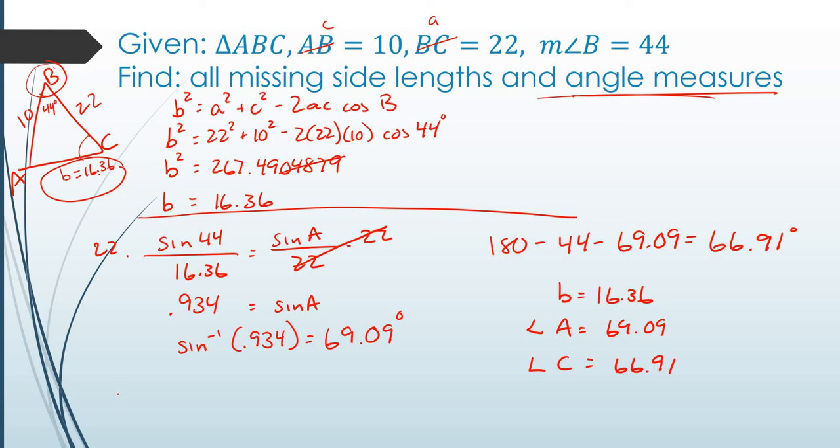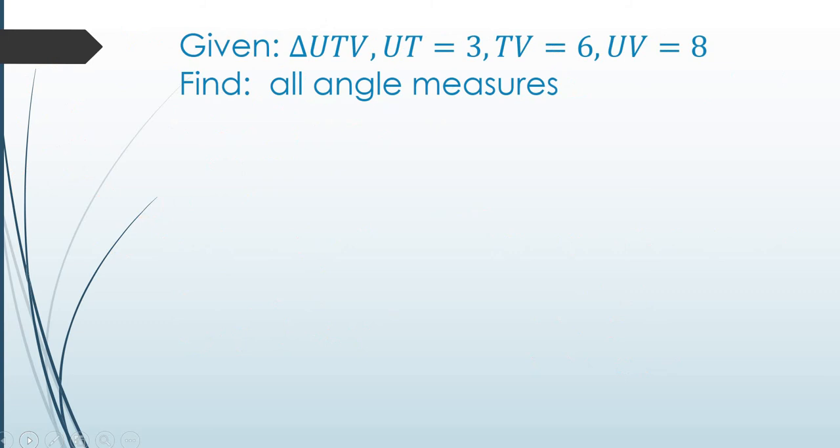So this is a case where I was given two sides and an angle, but no pairs of opposites. I didn't have angle A and side a. I did not have angle C and side c. I did not have angle B and side b. If I had had any of those ratios, I would have just used law of sines. Now let's look at another case for law of cosines.